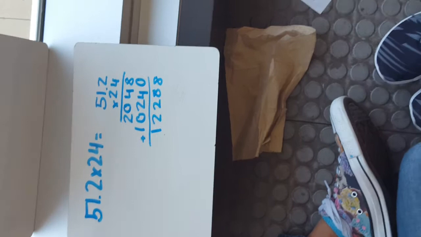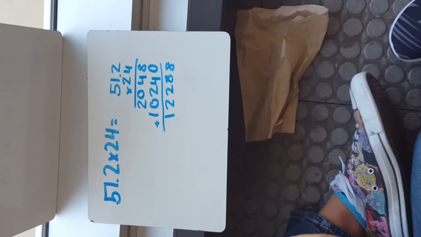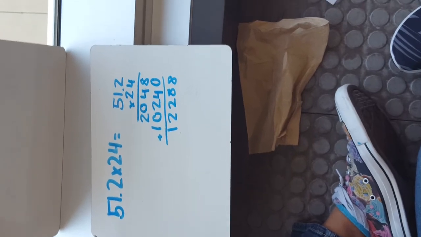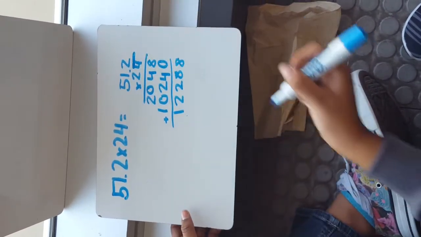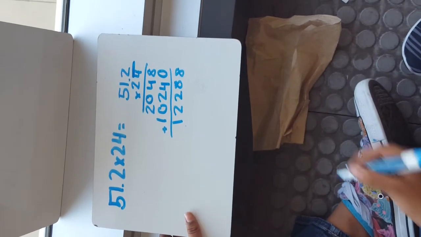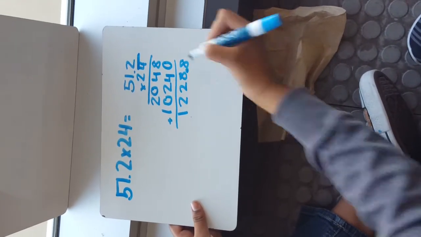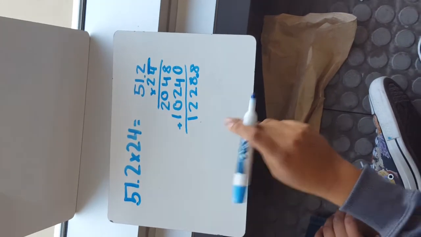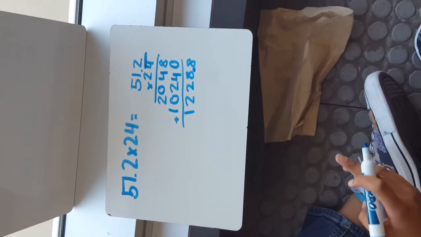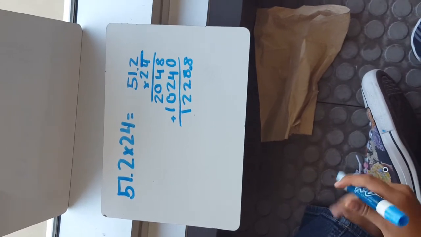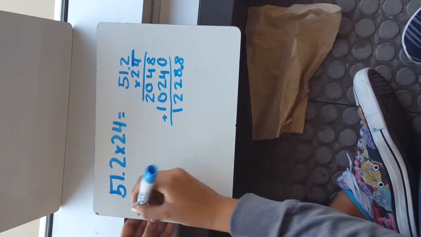So that would be 12,288 without the decimal point. But now we have to add in the decimal point. So once you add in the decimal point, you know that it's one place after the 2. So you would just add the decimal right there. So it would actually be 1,228.8 liters per hour.